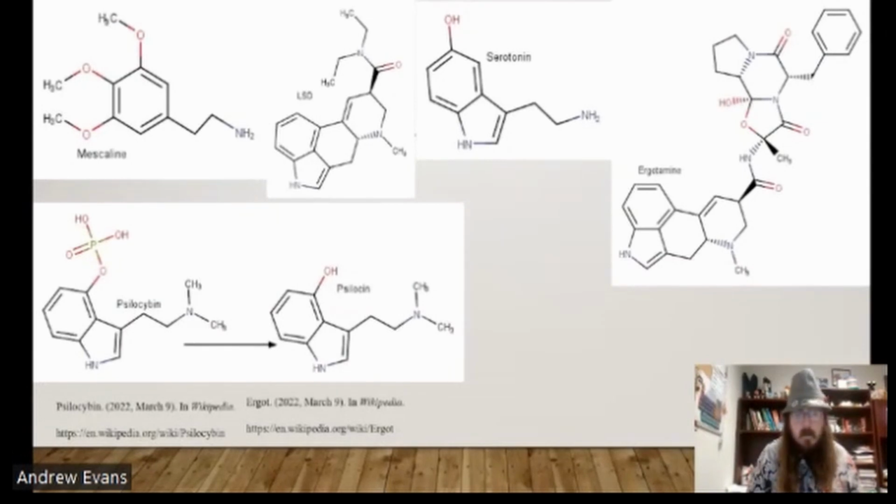So psilocybin comes from our magic mushrooms. It is very quickly metabolized into psilocin, which is the active ingredient that causes the hallucination. So it removes that phosphate group, and then it can bind very quickly to the serotonin receptor in the brain. Now, ergot fungus, which contains ergotamine, the active ingredient there, massive structure on the right, is often found on various grains like rye and whatnot. And while this will often cause death and seizures, it can also cause hallucinations.